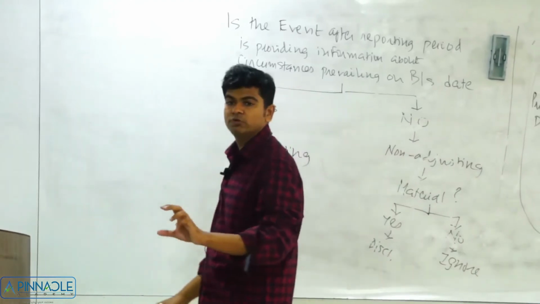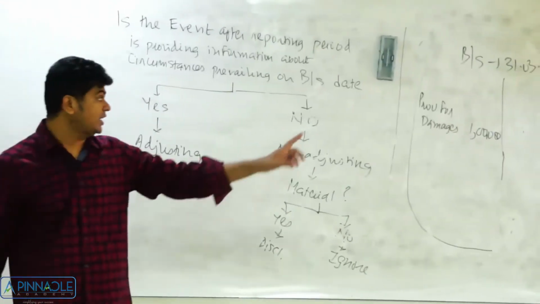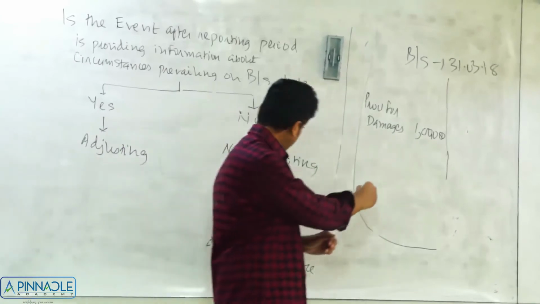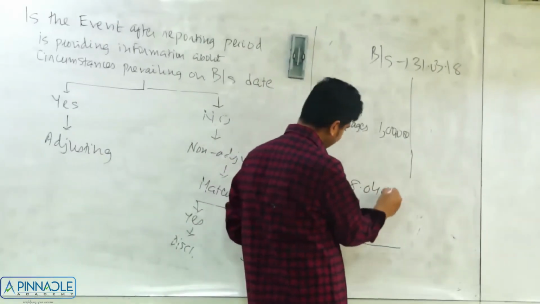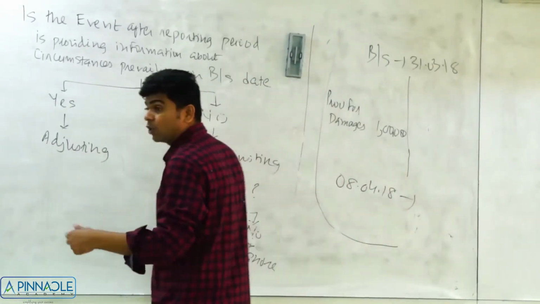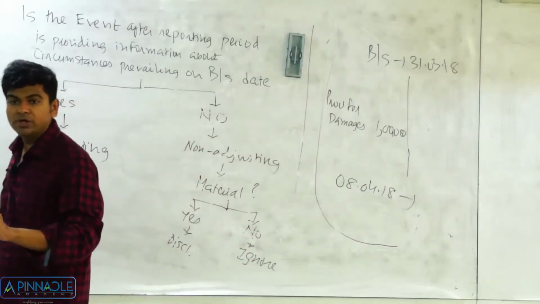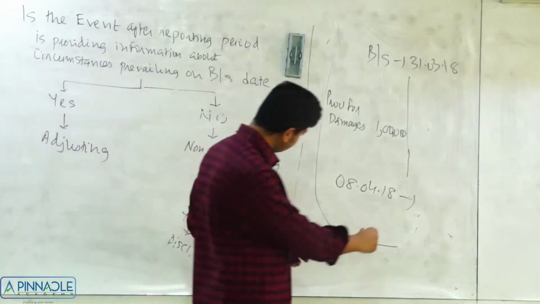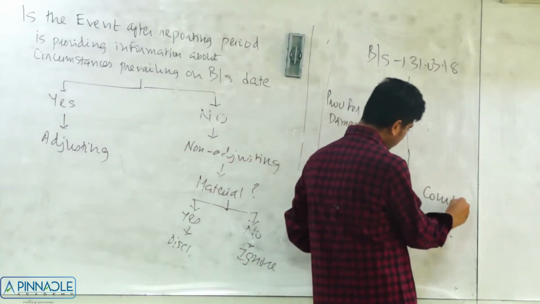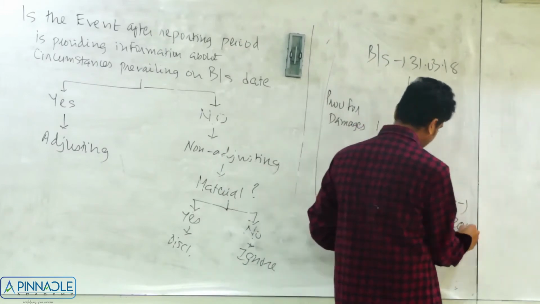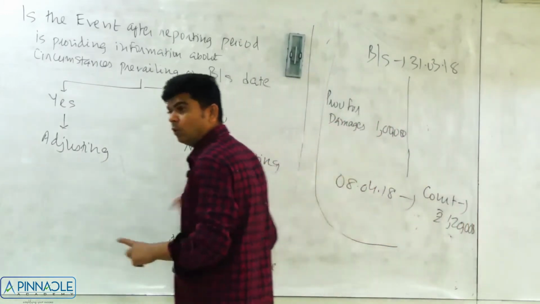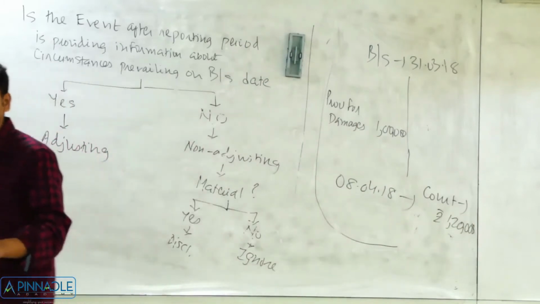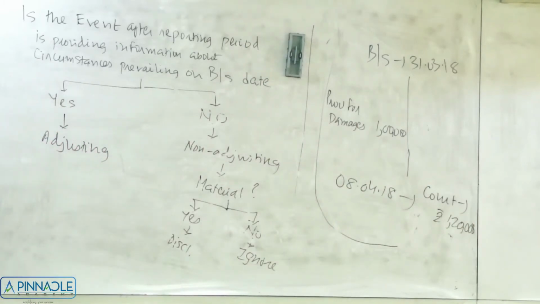So I'm recognizing a provision of 1 lakh rupees. So that's on 31st March 18. Let us say on 8th April 18, the verdict of the court is out, and the court is suggesting you will have to pay damages of 1,20,000. So now, as per the court's directives, I'll have to pay 1,20,000. How much have I already provided? 1 lakh rupees. But now I'll have to pay 1,20,000. My books are still open. I have still not finalized the books.